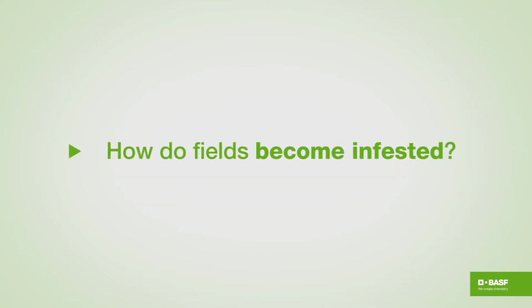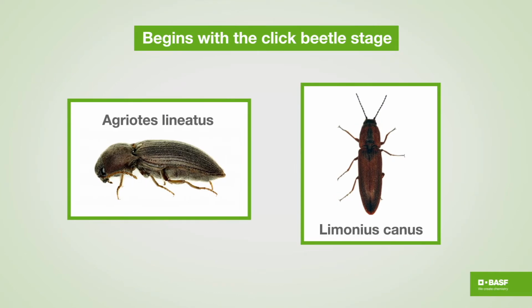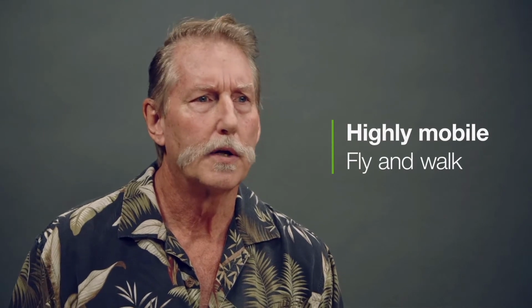So we're going to start with how fields become infested with wireworms. And it all begins with the click beetle stage. These are what click beetles look like. They're highly mobile, they can fly or they can walk, and that's how they get into the fields.